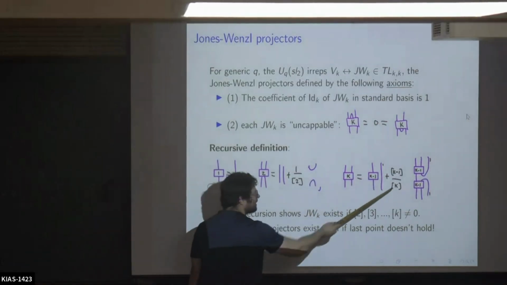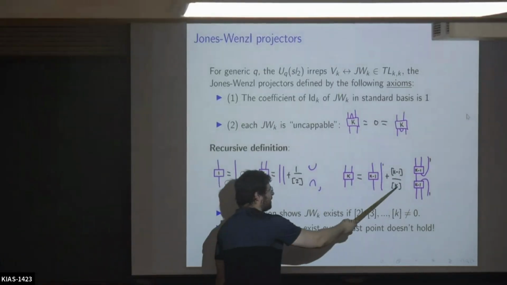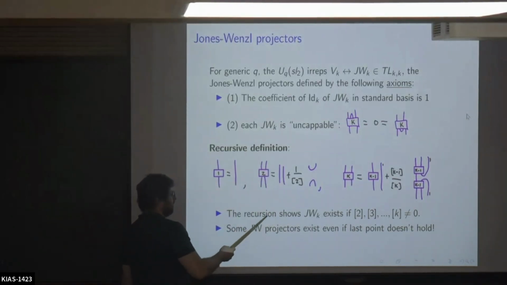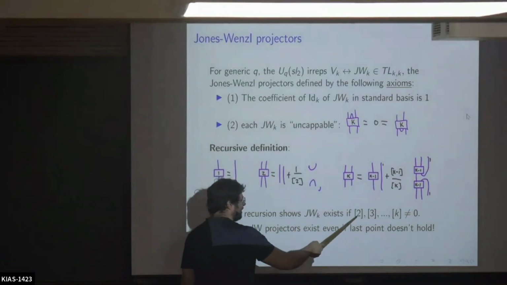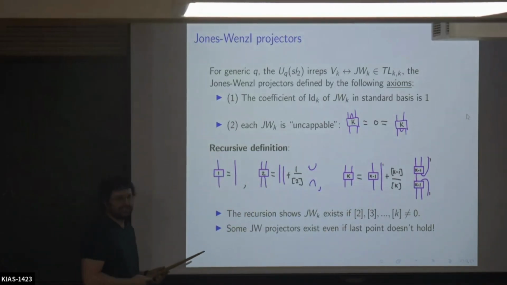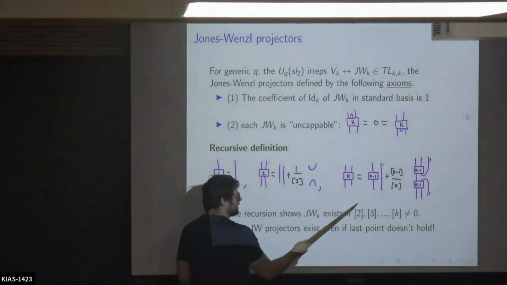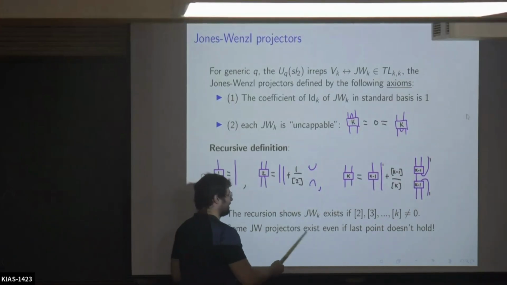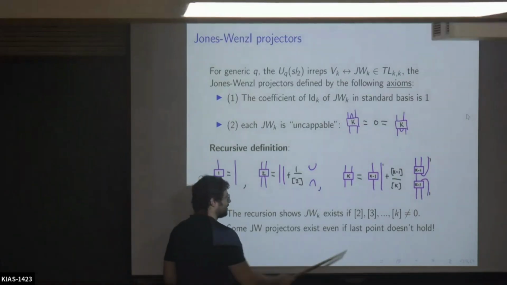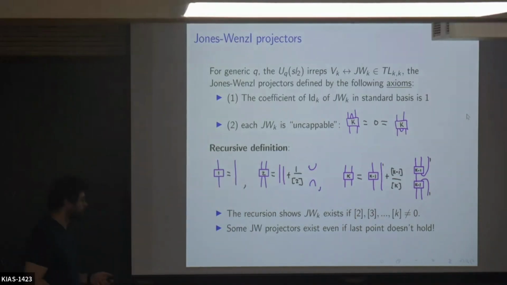But this formula might not make sense if this denominator is 0. So if Q to the 2K is 1, then this denominator would be 0, and that would be an issue. But the recursion shows that Jones-Wenzl K certainly exists if all these quantum integers are non-zero and we can divide by them. So if the formula makes sense, then it constructs the Jones-Wenzl projector. But what's interesting is that sometimes the formula doesn't make sense, but you can still construct the Jones-Wenzl projector. So we'll talk about specific values of K where Jones-Wenzl K exists even though not all the quantum integers are invertible.